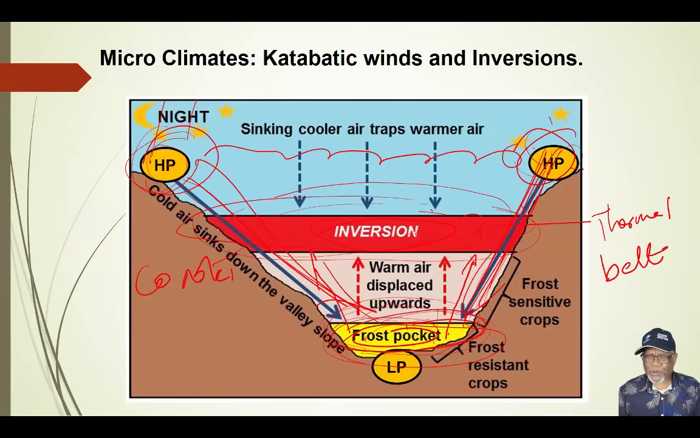Then what will this process mean? It means because here we have frost pocket, you cannot grow the crops that will be killed by frost. Here at the bottom of the valley, you must plant those crops midway above the slope, above the floor, where it is warmer. And then only the crops that are resistant to frost can be grown at the bottom of the valley. So that is how these climatic factors influence the slope utilization.